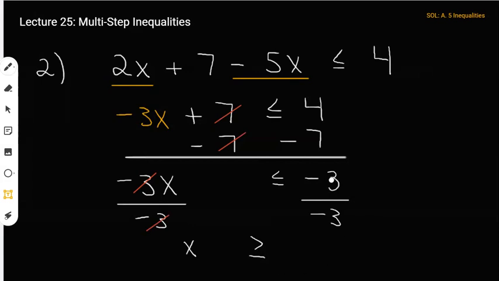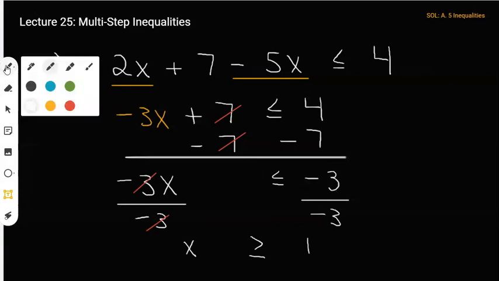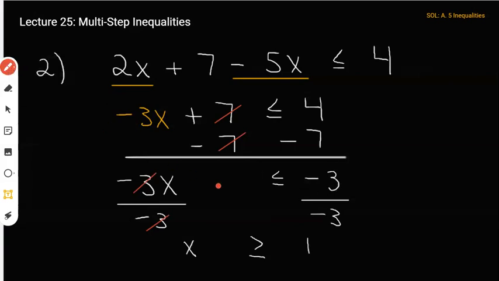Over here, I have -3 divided by -3. That's going to give me a +1. So actually, they do cancel out, since I have the same thing on the top and the bottom. So when they cancel out, they give me a +1 for my answer.